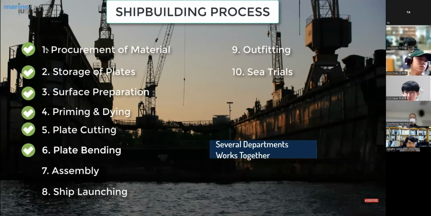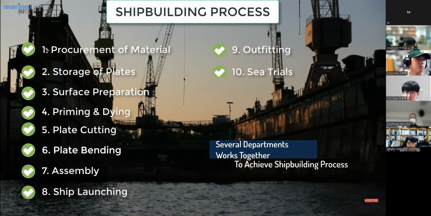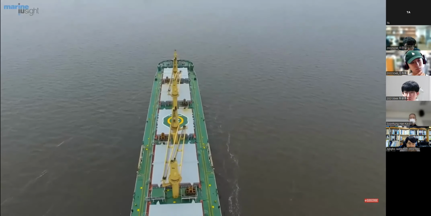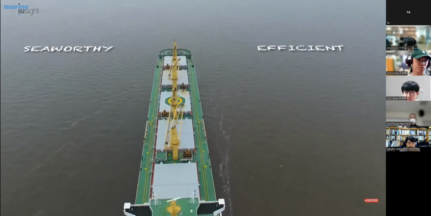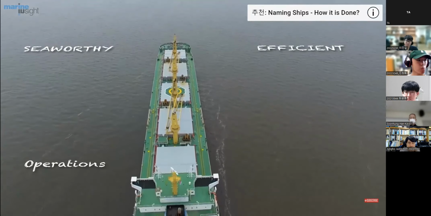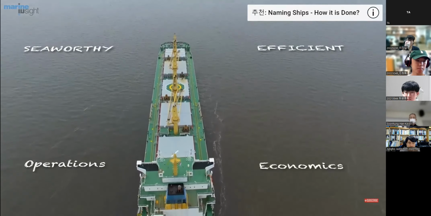Shipbuilding is a complicated process which involves several departments working together to build a vessel which is not just seaworthy but is also equally efficient in terms of both operations and economics.